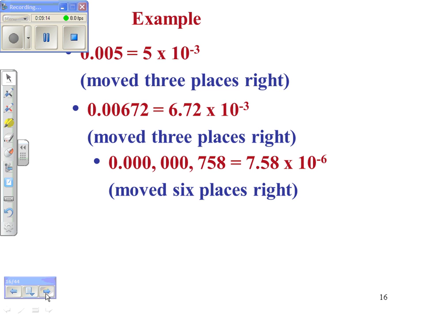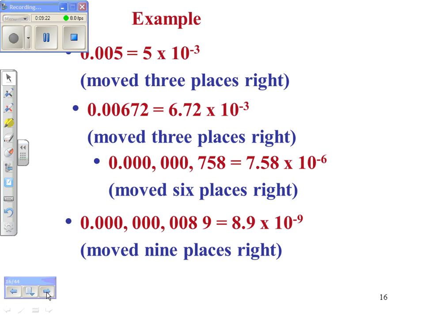And we have 6 places. So 10 to the minus 6 is micro. So 7.58 micro somethings. Then we have 10 to the minus 9. Milli, micro, nano. So we would have 8.9 nano somethings.